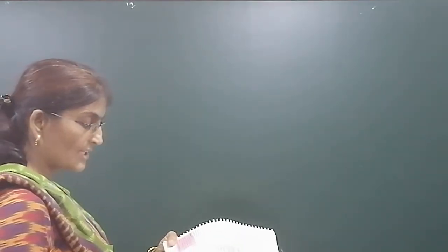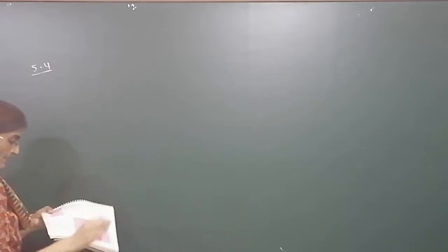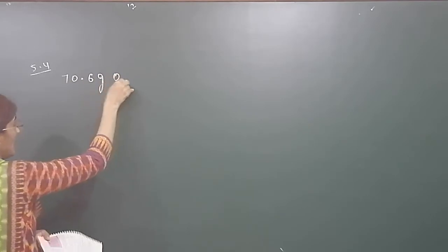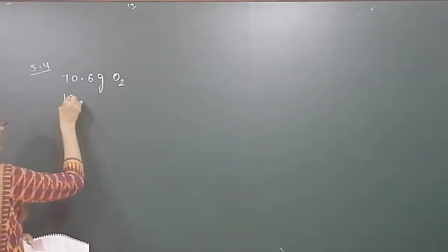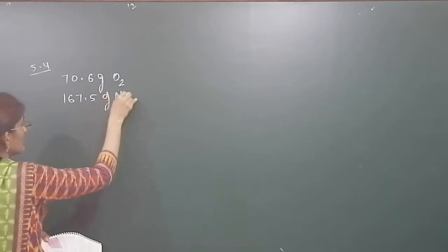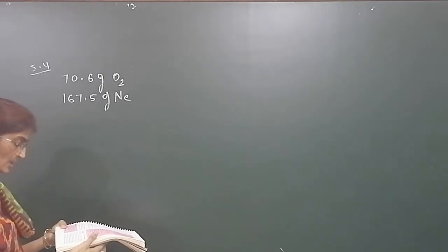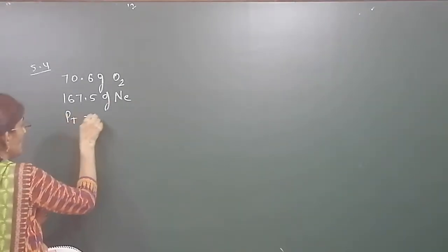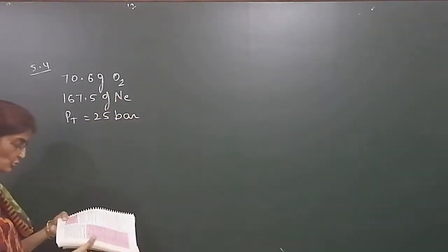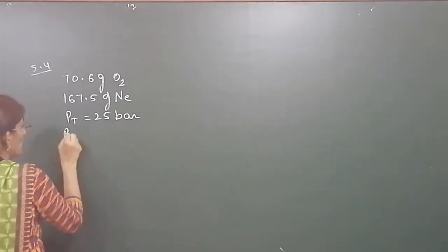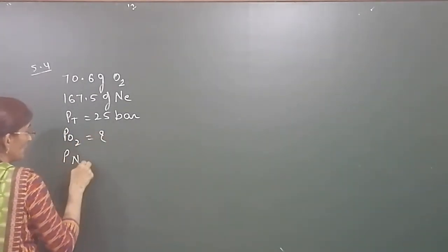Question number 5.4. A neon and dioxygen mixture contains 70.6 gram dioxygen and 167.5 gram neon. The mixture is filled in a cylinder. The pressure of the mixture of gases is 25 bar. What is the partial pressure of the dioxygen and neon in the mixture? P of O2 we have to determine, P of Ne we have to determine.